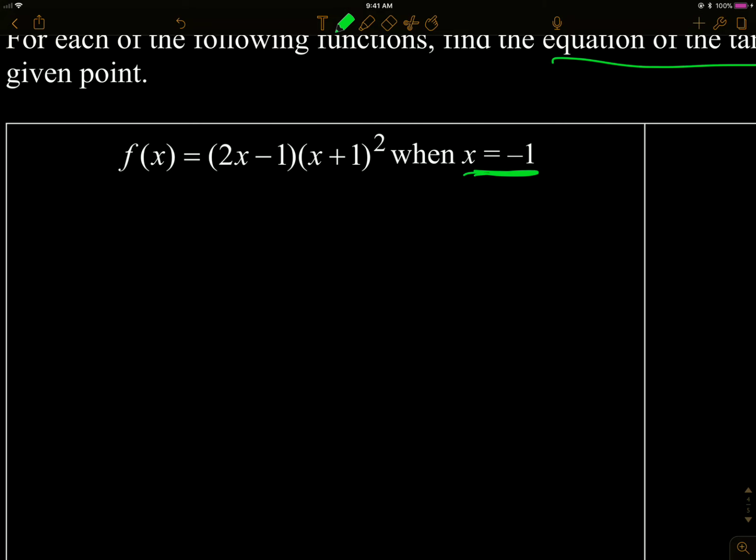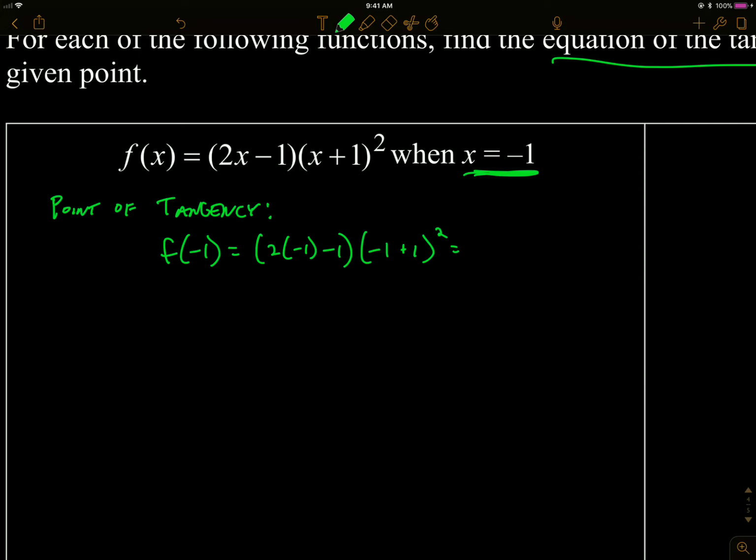Okay. So we're going to have to find the derivative of this function. Keep in mind we have to put it into polynomial form by multiplying it out. But before we do that, we want to find the point of tangency. We talked about this when I reviewed with each one of you in class the other day. Remember, to find the point of tangency, I can plug the x value in to f. So I get 2 times negative 1 minus 1 times negative 1 plus 1 squared.